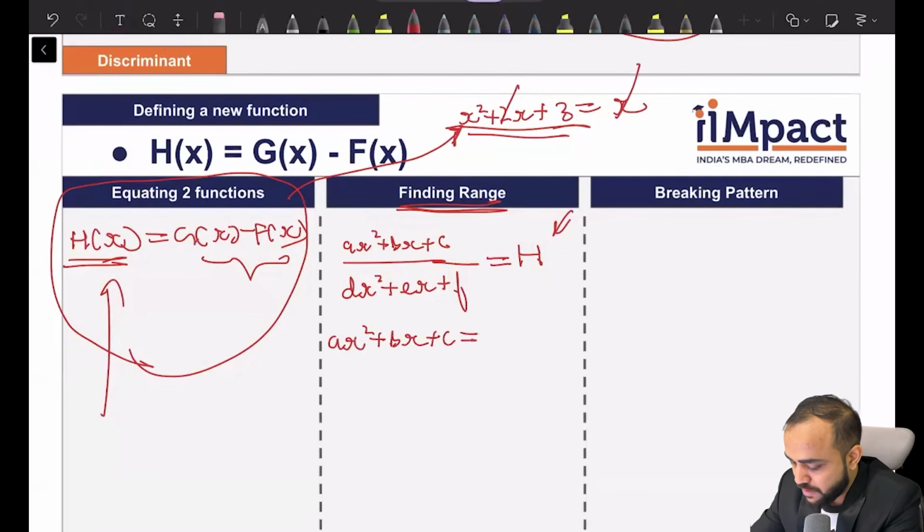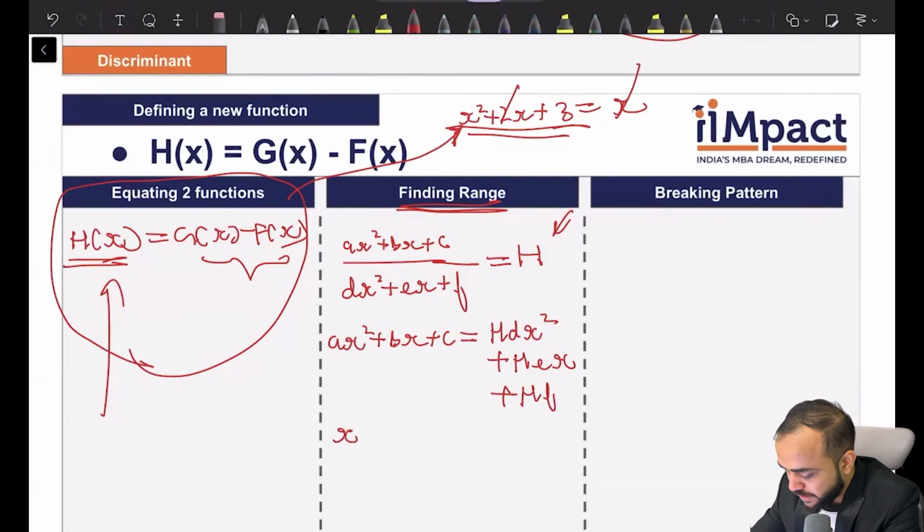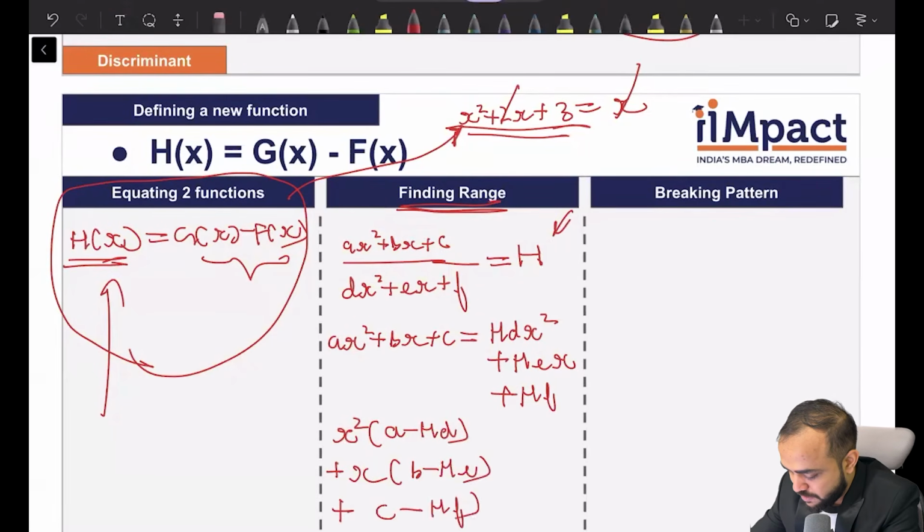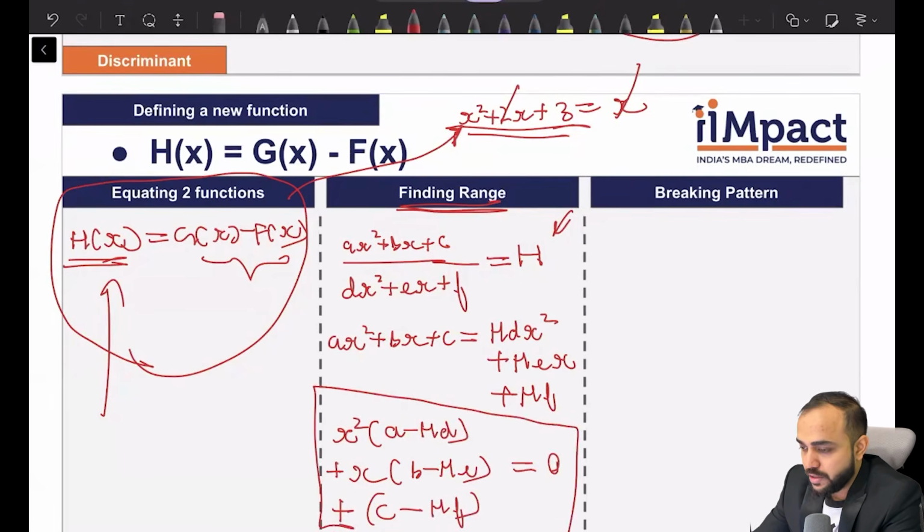Ax² + bx + c = hdx² + hex + hf. Can I then take everything to one side and make a new quadratic: x²(a − hd) + x(b − he) + (c − hf) = 0? This is your new quadratic. What can you tell me about the roots of this new quadratic?